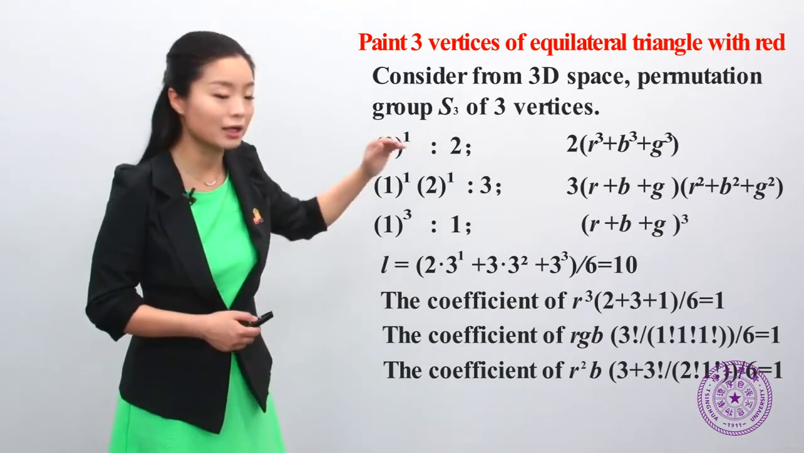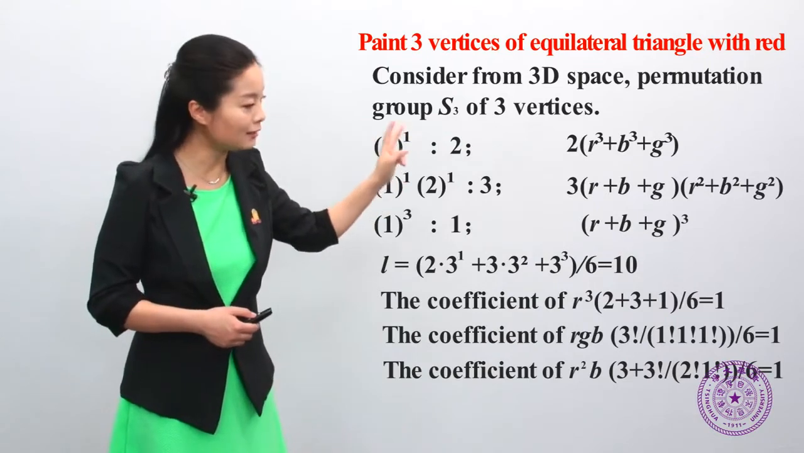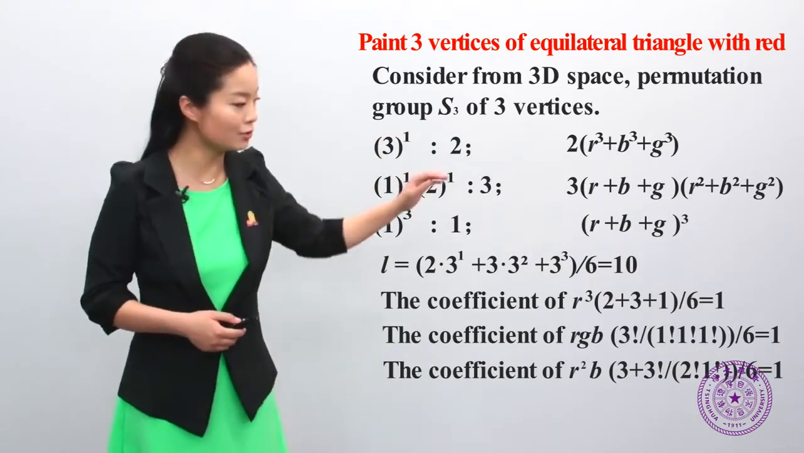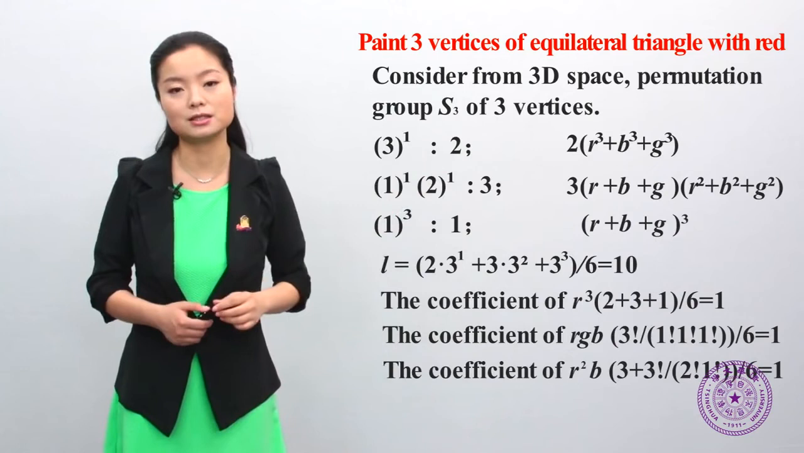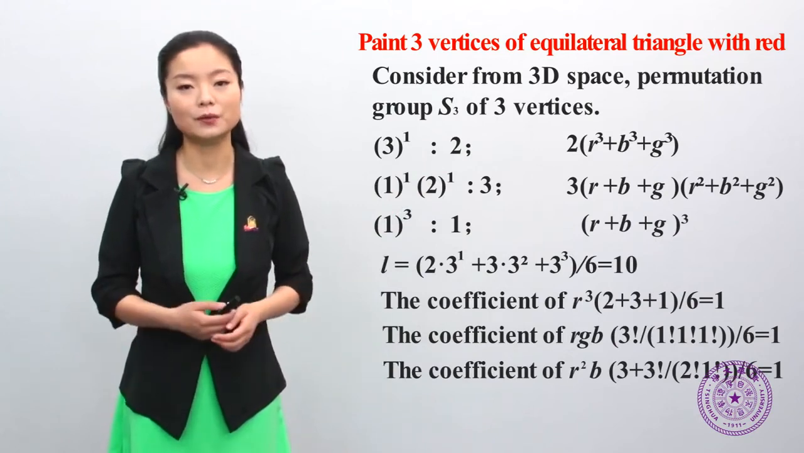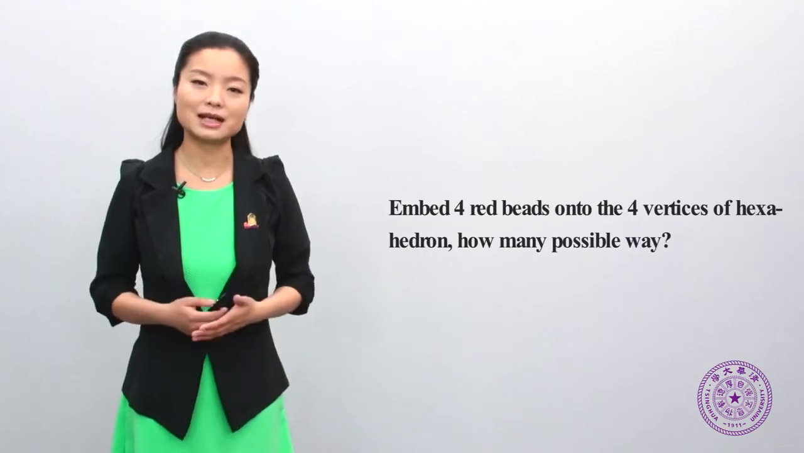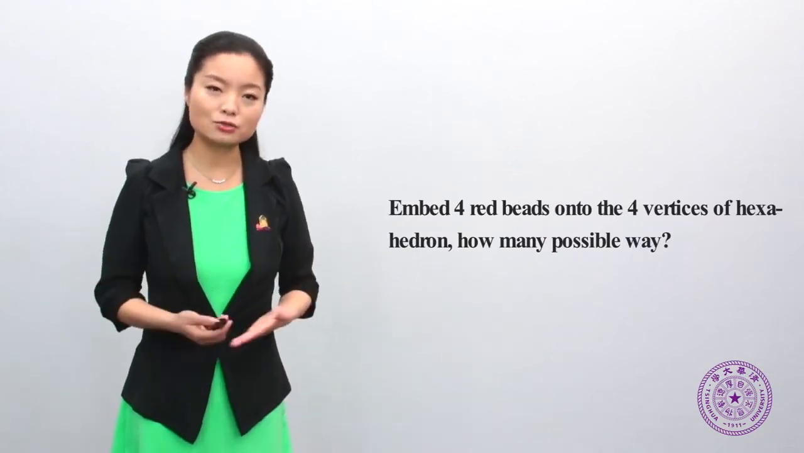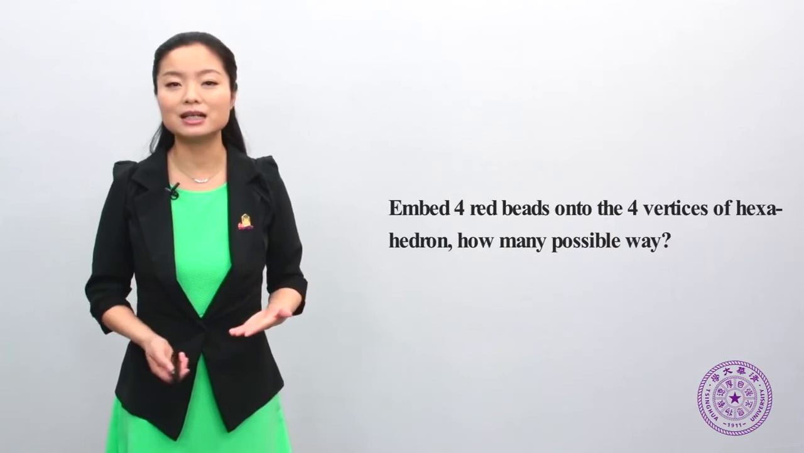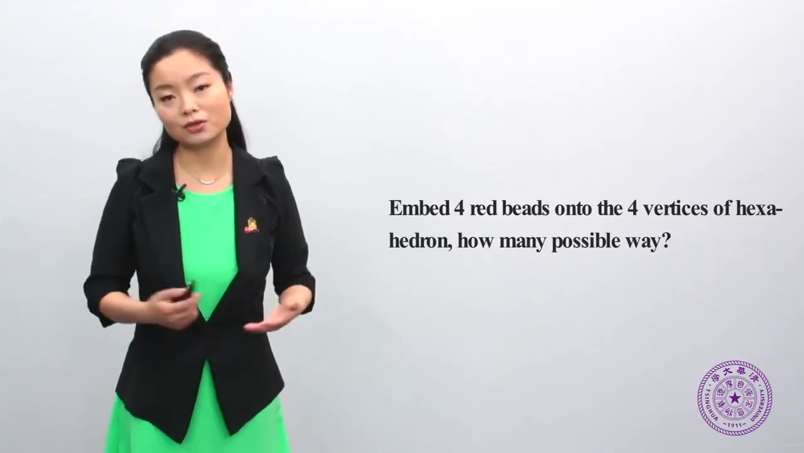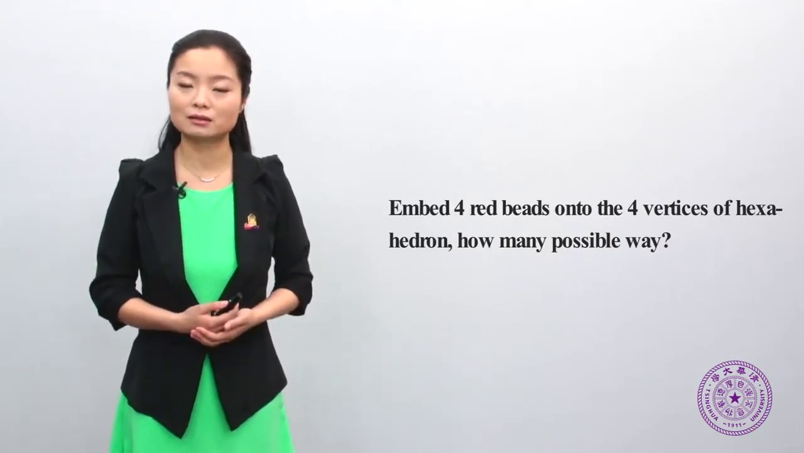For r plus b plus g to the power of 3, we can also find the coefficient of r squared b. Actually, it is a result of repeatable permutations. It can be considered as 3 factorial divided by the repeatable permutation of 2 r's, 2 factorial, then divided by 1 factorial. Similarly, divide by 6 to get the corresponding answer.